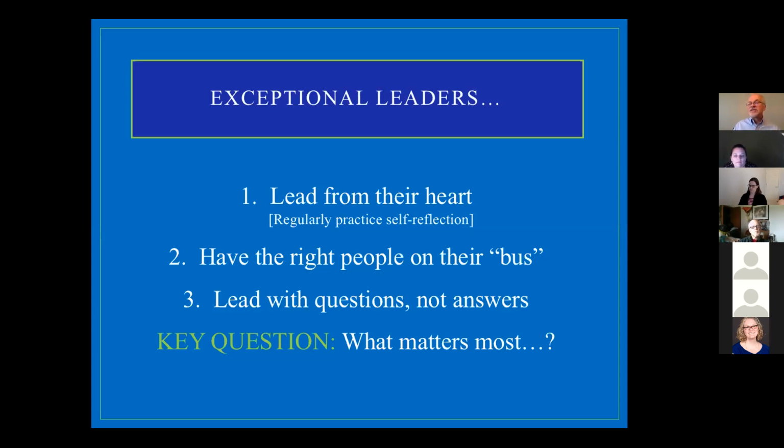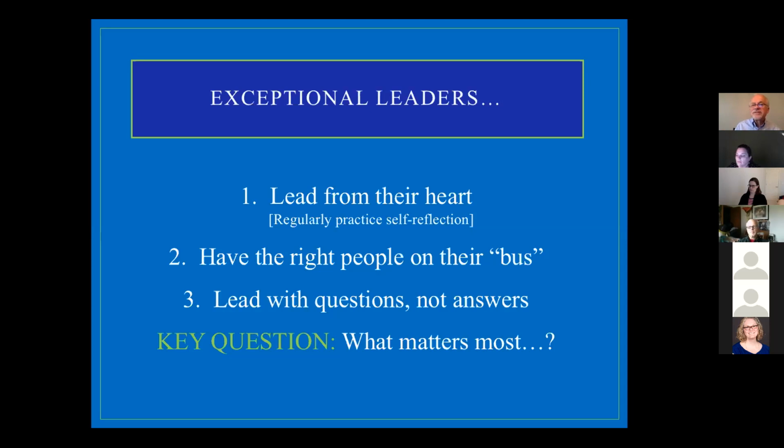together. So again, you want to make sure that that board member is the right person for that bus, the right person for that culture. They believe what you believe. They believe where you're going. They're willing to fight the same fight. They're showing up with a spirit of inquiry and not advocacy. And then the last thing is they lead with questions, not answers.